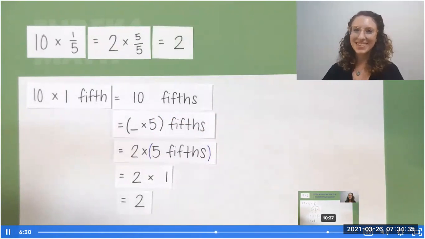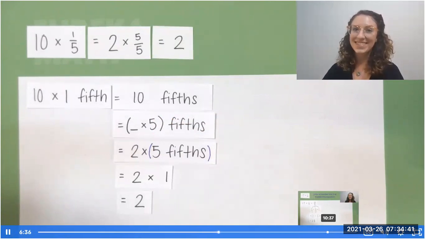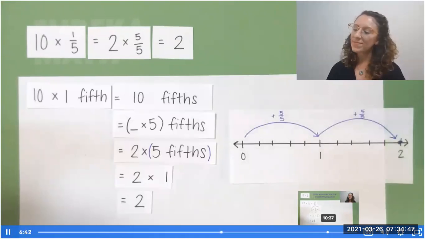2. Pause here to draw a number line that shows this grouping and supports this answer. Ready? Take a moment to compare your number line with mine. Notice how it models 2 groups of 5 fifths. Great job composing ones. Let's do another.